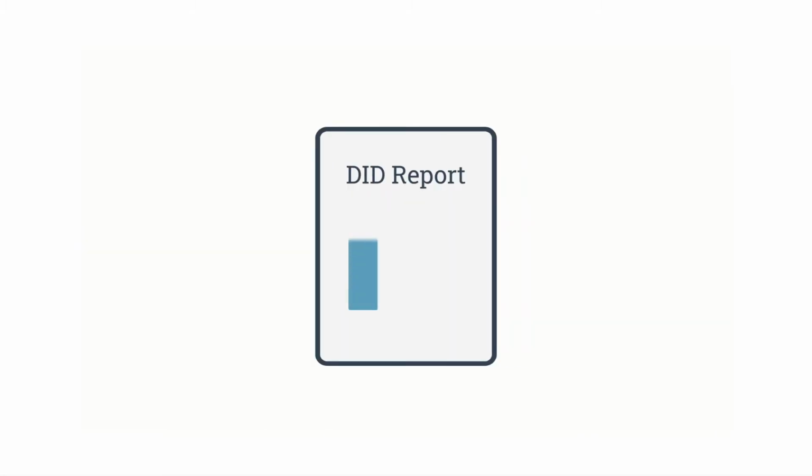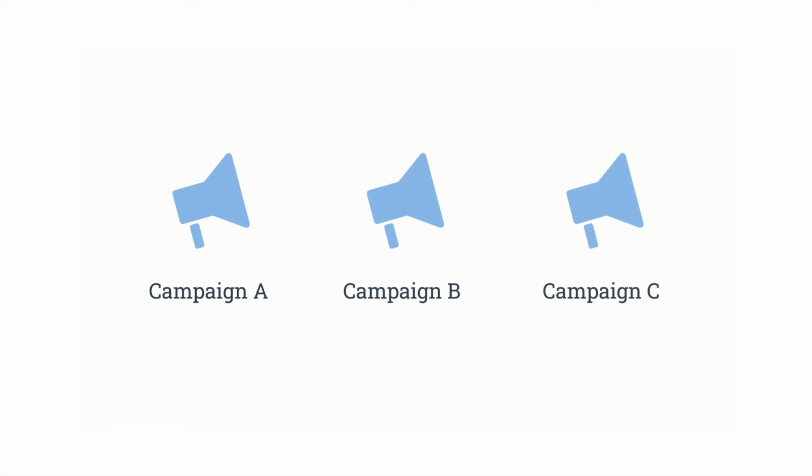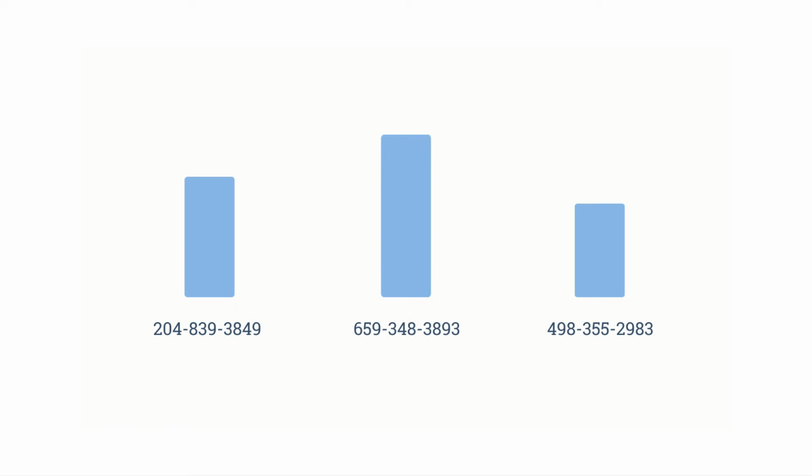With the Calls by DID report, users are able to see how many calls each of the phone numbers receive, and it's helpful for a variety of purposes. For example, a company has launched 3 marketing campaigns and 3 unique phone numbers. They're able to see which campaign is the most successful by identifying the phone number that received the most inbound calls.